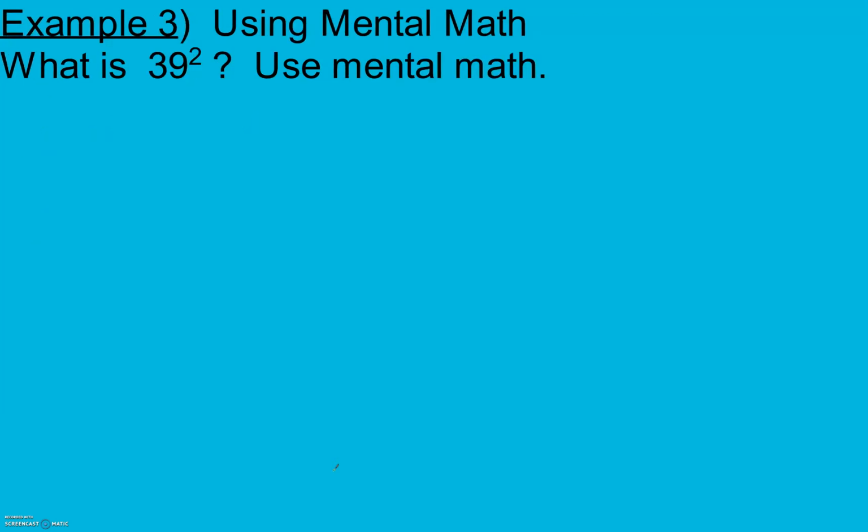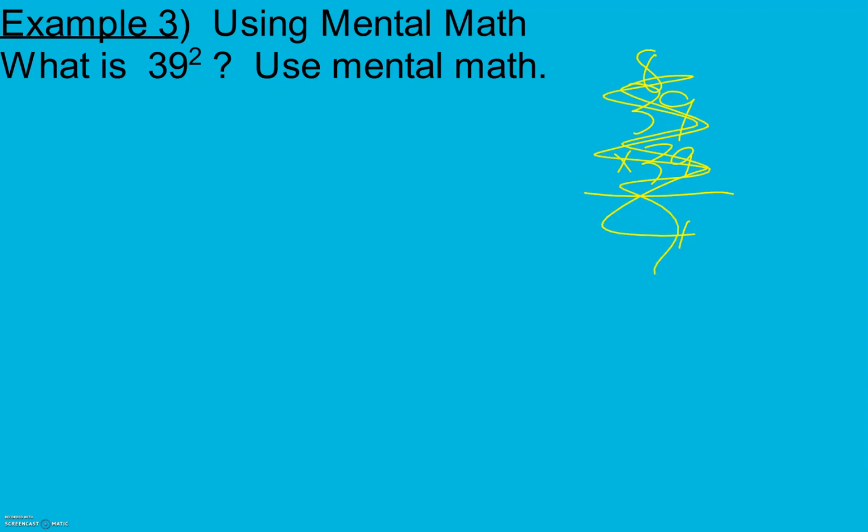In example 3, we're going to use mental math. And when it says use mental math, guys, it's not saying you can't write anything down. It's not saying that you can't still show your steps. What it's saying is we don't want to take 39 times 39. We're not trying to do that. We're also not just typing it in our calculator. We're coming up with an easier way to do it with just what we know in our noggins.